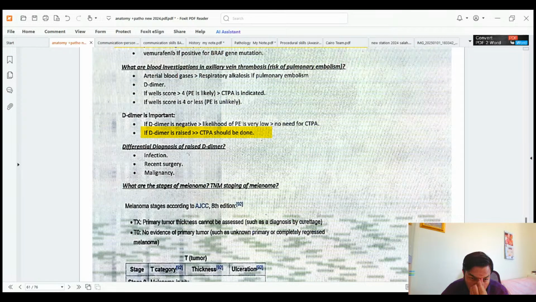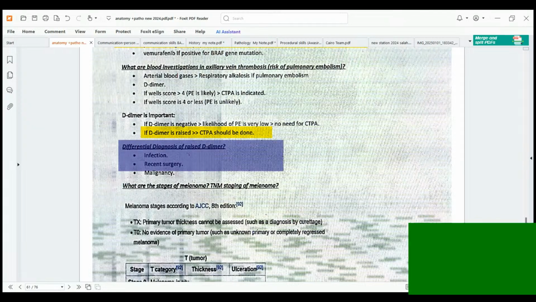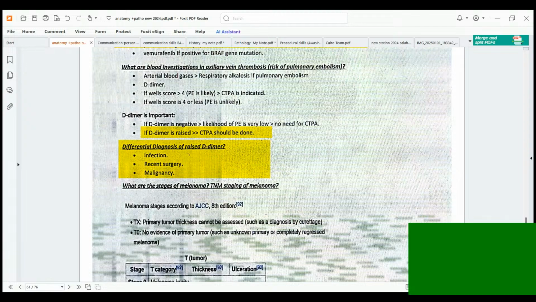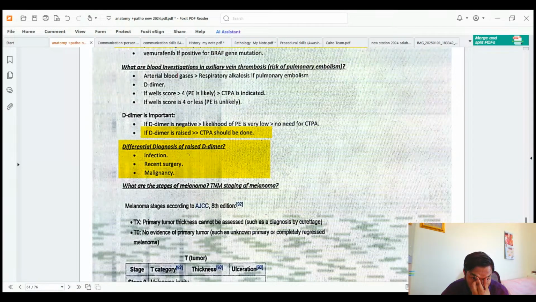Differential diagnosis of breast swelling: infection, recent surgery, malignancy.